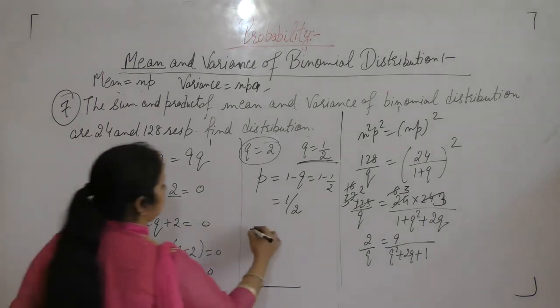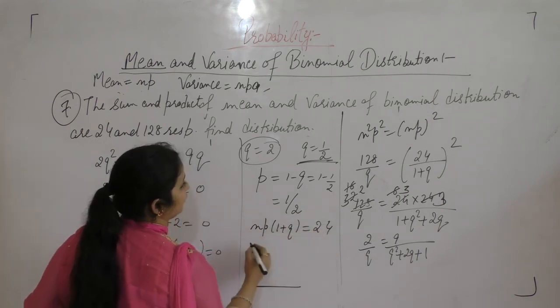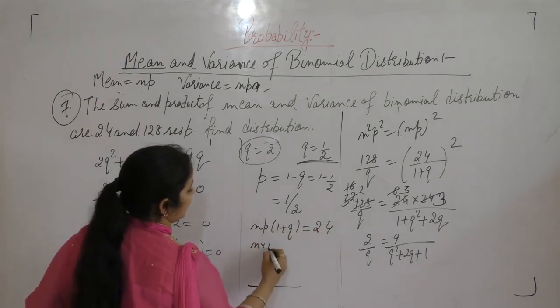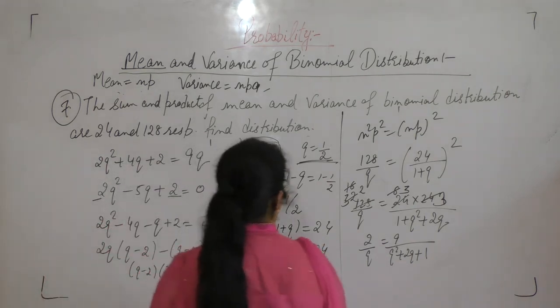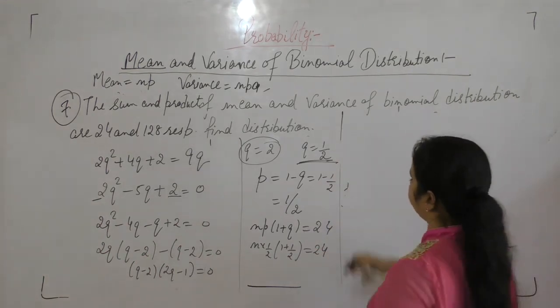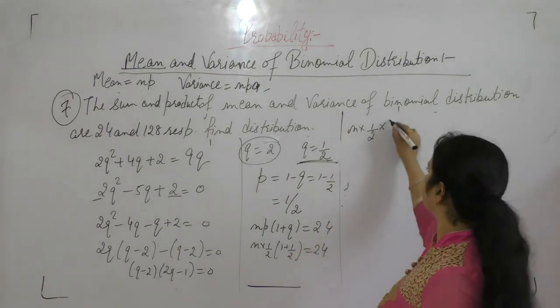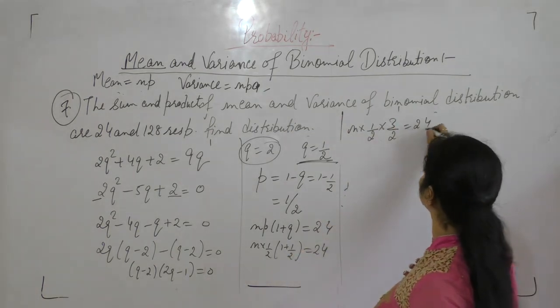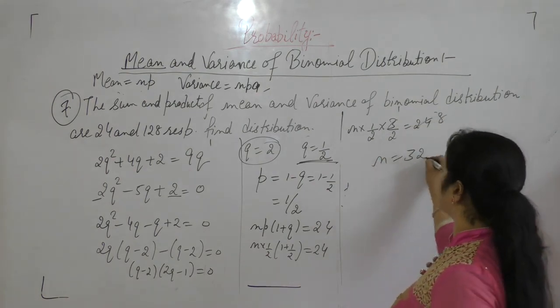Now NP plus NPQ has value 24. P is 1 by 2, Q is also 1 by 2. From here we can find the value of N. N into 1 by 2 into 2 plus 1, 3 by 2, is 24. So N is 4 into 8, 32.